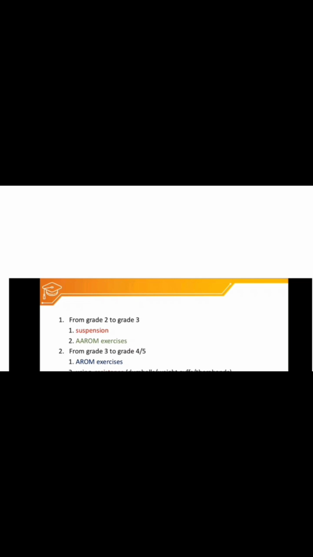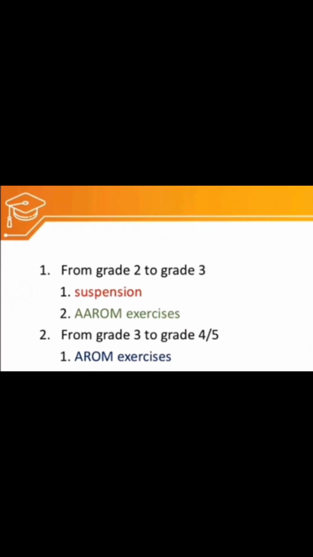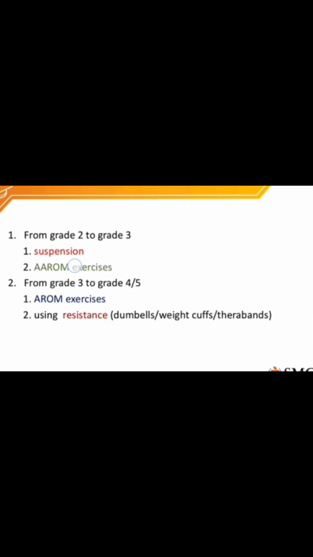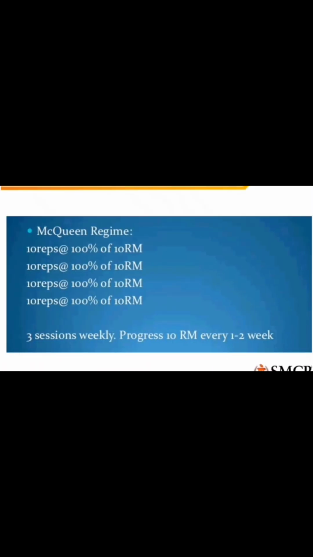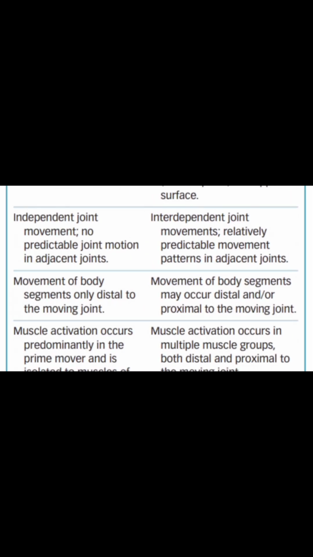Grade 2 suspension, grade 3 exercises using resistance dumbbells. For grade 2 to grade 3 suspension and active motion exercises. From grade 3 to grade 4 or 5 active range of motion exercises using resistance dumbbells, TheraBands. 10 reps at 100% of RM.